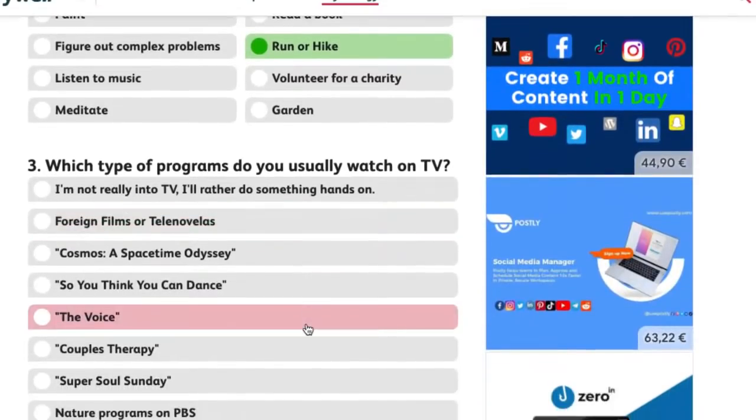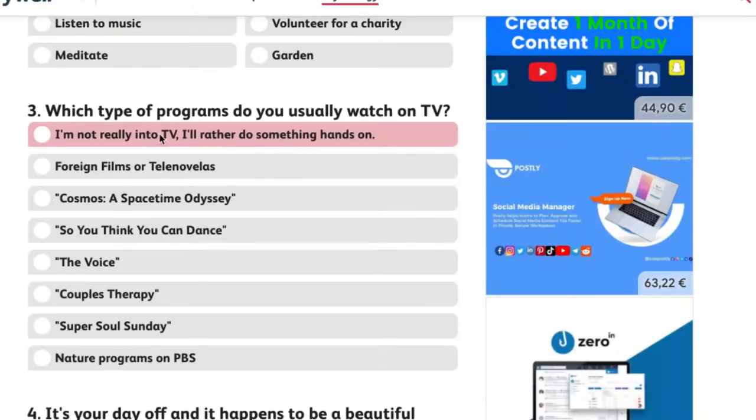Number 3, which type of programs do you usually watch? I'm not into TV. I'd rather do something hands-on. Hands-on means practical, using your hands, building stuff, writing, drawing, or creating. Foreign films? Maybe. Cosmos, a space-time odyssey. Space films, maybe. So you think you can dance? All about dance. The Voice. I like The Voice, actually. I've no idea about couples therapy, and I've no idea about Super Soul Sunday. I don't watch much television. Nature programs, maybe. I'm going to put The Voice because I do enjoy watching The Voice, where the contestants, you can't see them, but you listen to them sing, right?